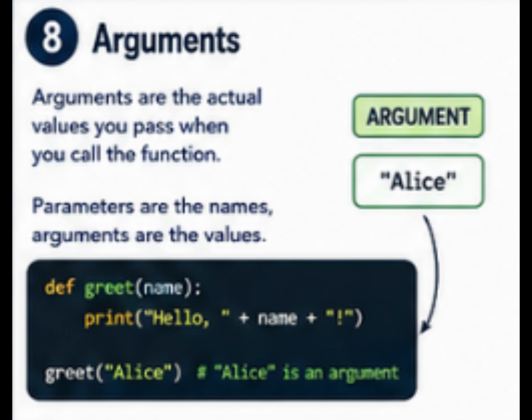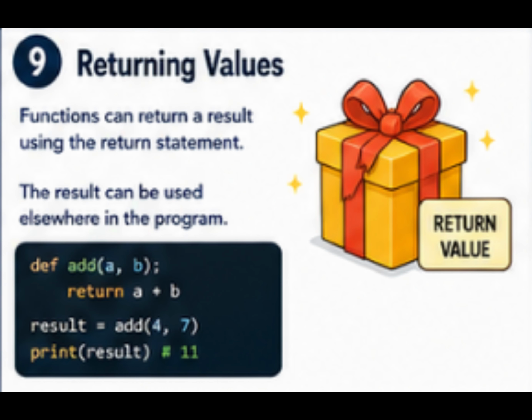Python copies the argument into the parameter before running the code inside the function. The parameter is the placeholder, while the argument is the real value. Some functions return values. In the next example, the function add returns the sum of two numbers.